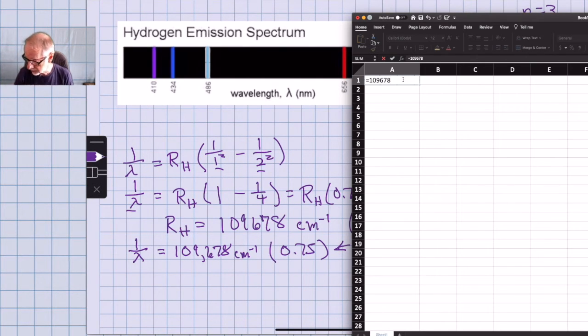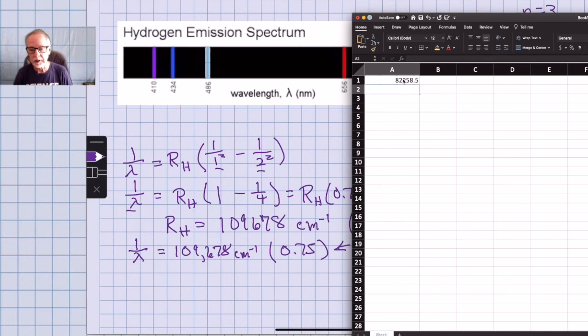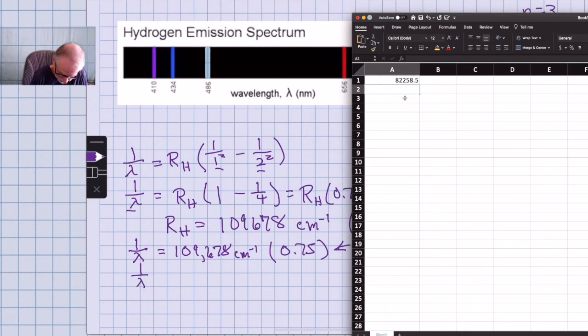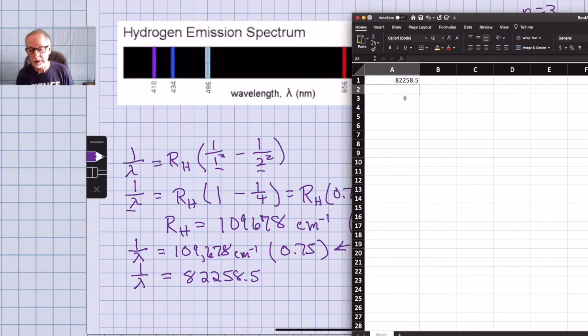And to multiply, we're just going to use the asterisk here. So times 0.75 is what we're multiplying it by. Then we just hit enter, and we get this value of 82258.5. So that's 1 over lambda, 1 over the wavelength, 82258.5. What are the units? The units are going to be the units of the Rydberg constant, so that's centimeters to the -1. But that's the reciprocal of the wavelength.